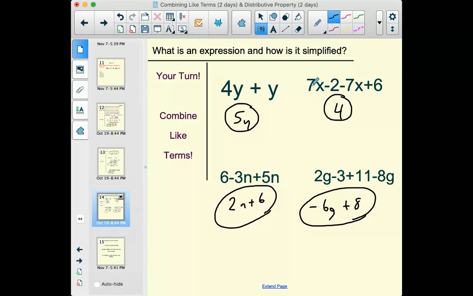Okay, here's something kind of interesting that happened. 7x plus negative 7x. Well, 7 plus negative 7 is 0. Right? If we had 7x and we got rid of all 7x's, we don't have any x's left. So I don't need to write 0x. I can just leave it off. It can just go away entirely. So the x's cancel each other out. And then negative 2 plus 6, which is 4.